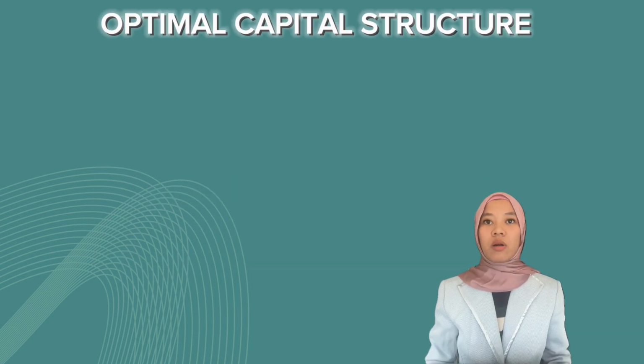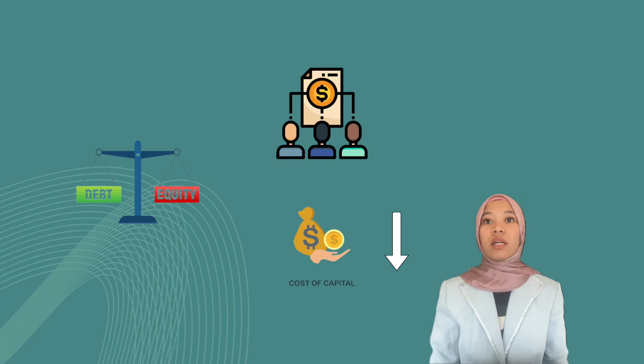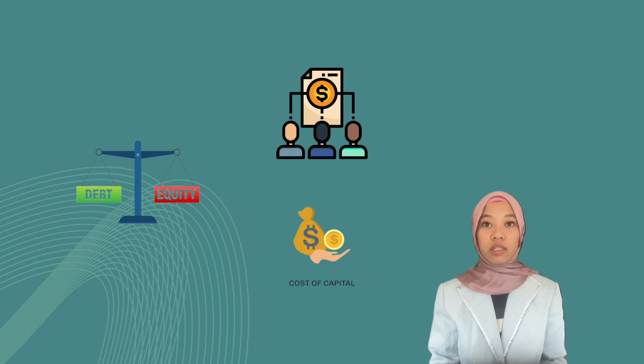How to determine optimal capital structure? Optimal capital structure involves finding the right balance between debt and equity to minimize the cost of capital and maximize shareholder value. The formula for weighted average cost of capital, WACC, helps in this determination.